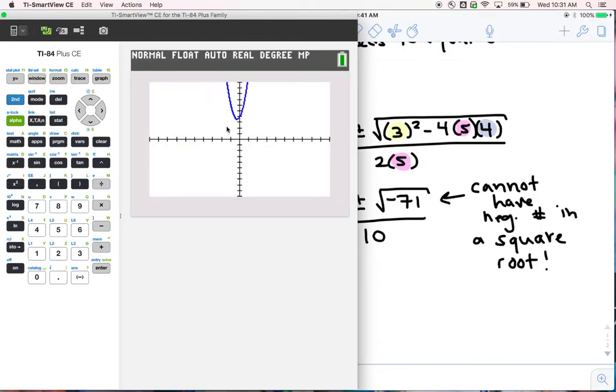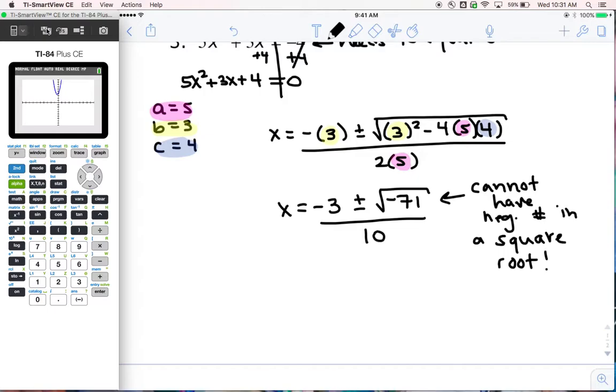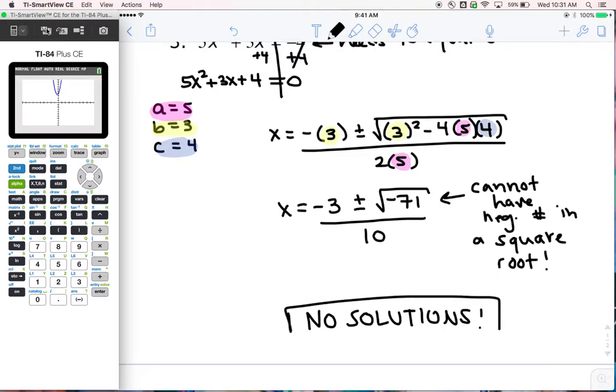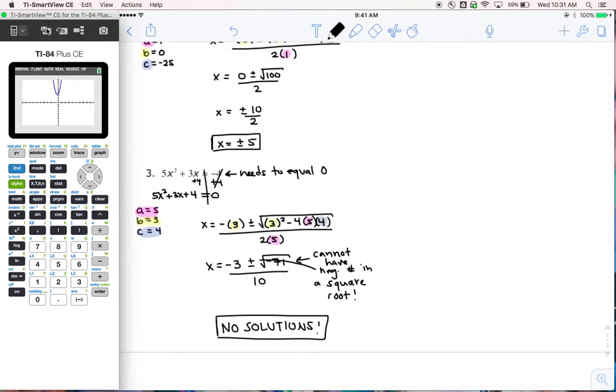Think about it. How many zeros exist for this quadratic? None. There are no solutions. There are literally no points on the x-axis, so there are no solutions. So we're going to say here, no solutions. And your clue, the reason you should have known this, was because you had a negative number under the square root. Your calculator gave you an error, which made you pause and realize, oh yeah, that's because it doesn't even touch the x-axis. There are no solutions.